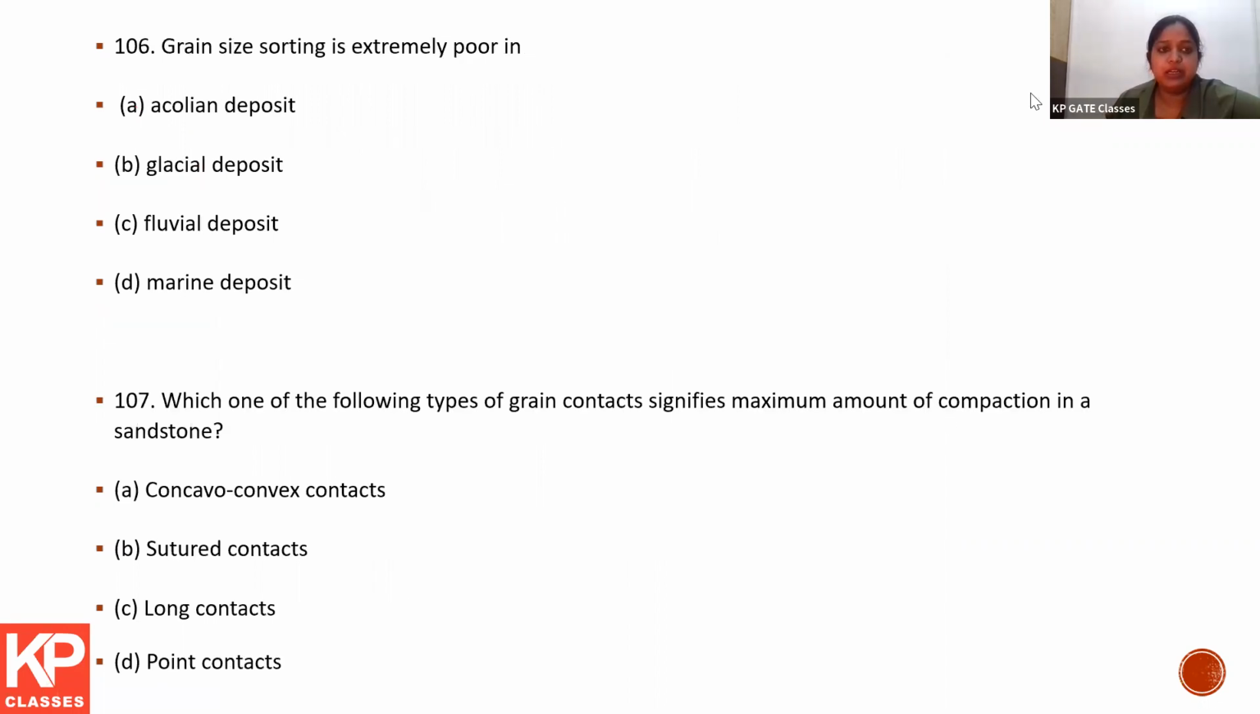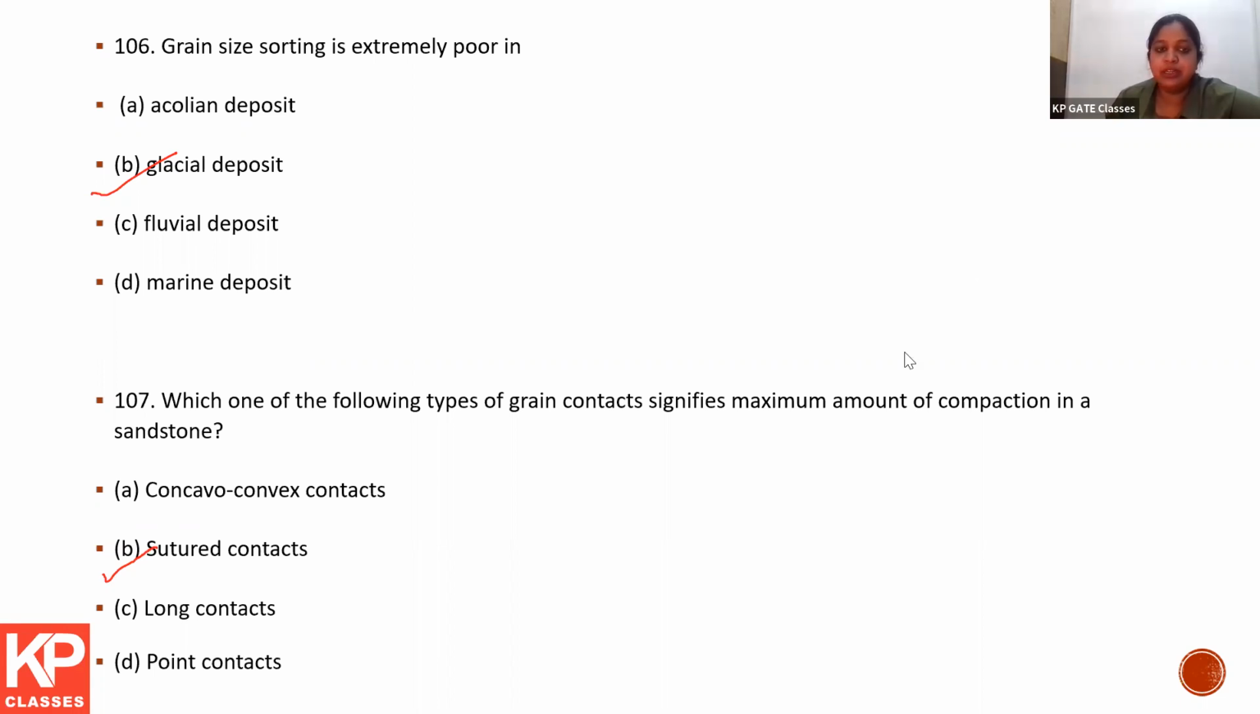Next one, grain size sorting is extremely poor in. This is also a very easy direct question from sedimentology. Answer is glacial deposit. In aeolian deposit, fluvial and marine deposit, the sorting is much better. It's extremely well sorted in aeolian deposit, then medium to poorly sorted in fluvial deposit. In glacial deposit, it is extremely poorly sorted sediments. Now, next one, which one of the following types of grain contact signifies maximum amount of compaction in sandstone? That is sutured contact that signifies the maximum amount of compaction.